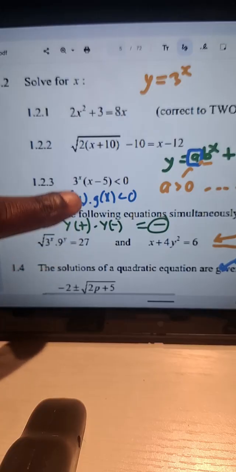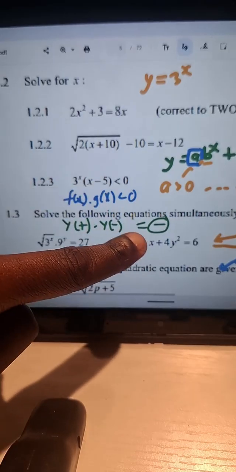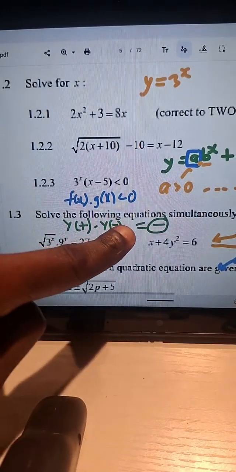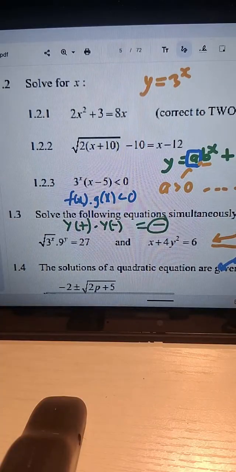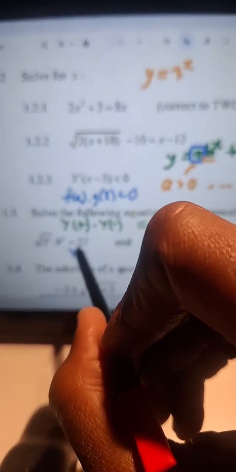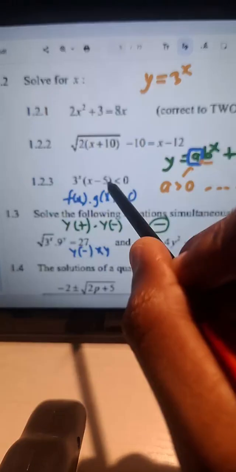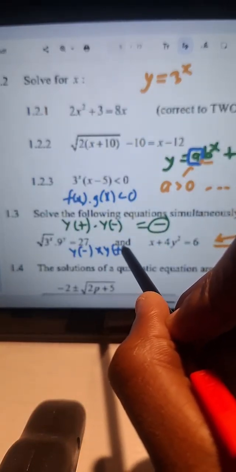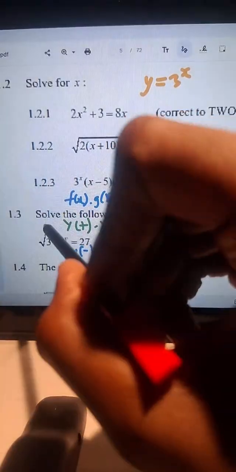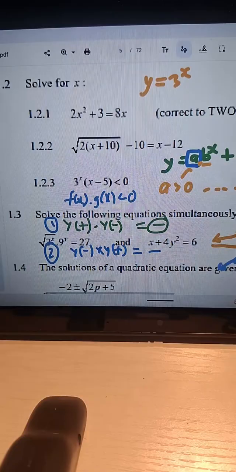The y of f of x is positive, whilst the y of g of x, which is x minus 5, is negative. The two should give me something less than 0, because a positive times a negative gives me a negative. Are we together, guys? Or the second condition, if we could find the y of f, 3 to the power x, being negative, whilst the y of g is positive, then that will also give me a negative outcome. So these are the two major conditions I want to check for in my sketched functions.